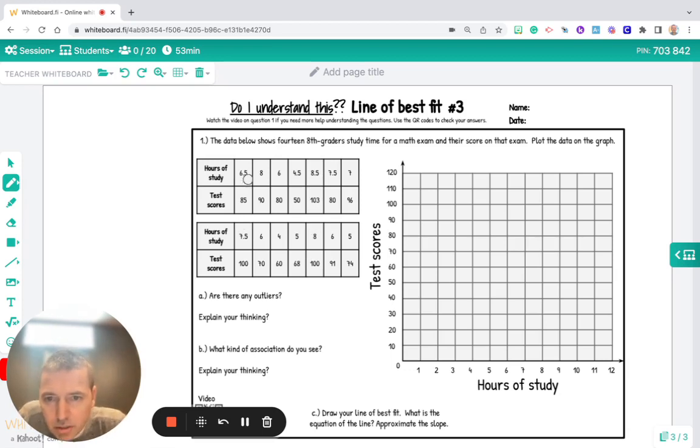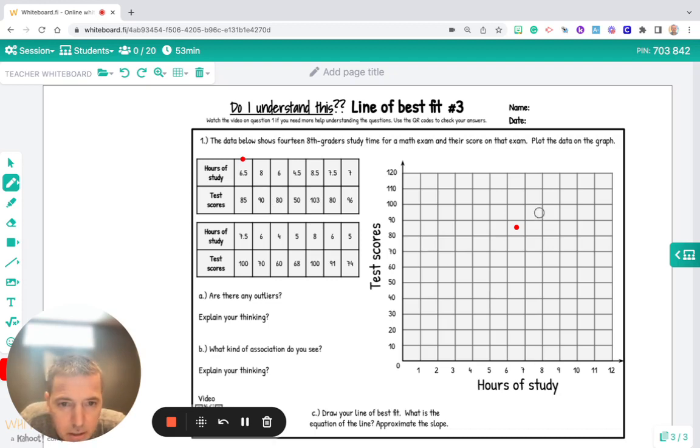So the first student studied for 6.5 hours and got a test score of 85. It looks like we number by ones on the x and by tens on the y. So 6.5 is going to be halfway between 6 and 7, and then I'm going to go up to 85, halfway between 80 and 90. Remember, some dots will be in the middle, some will be on the lines. And again, I'm going to mark each one with a little dot to show I plotted that point. The second student studied for 8 hours and got a score of 90.